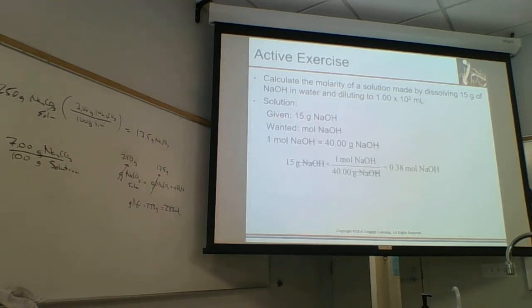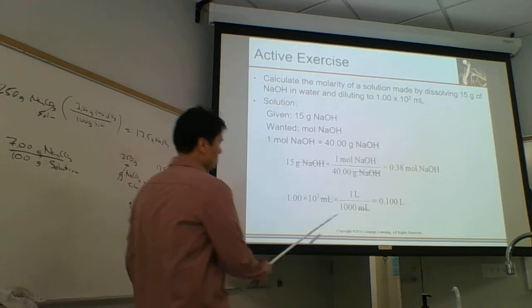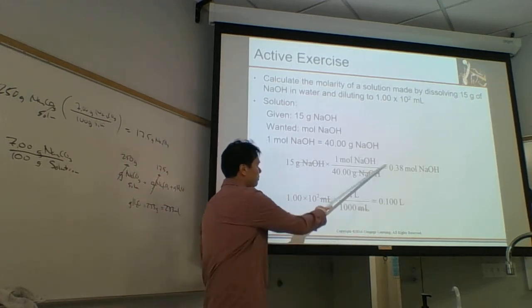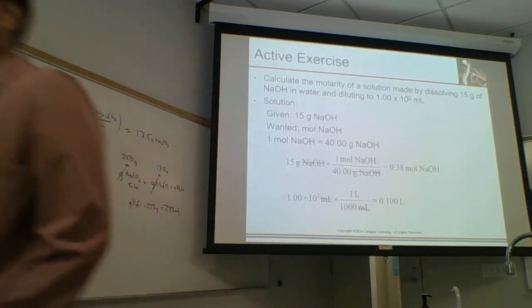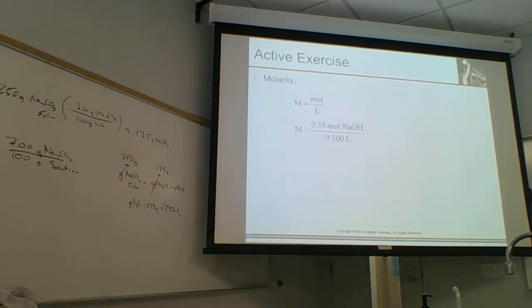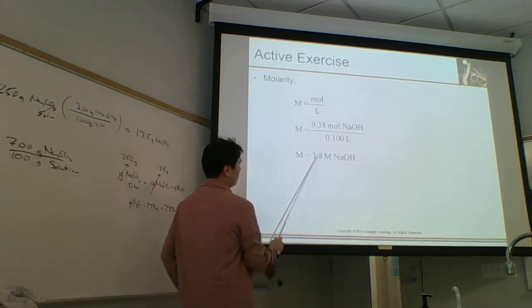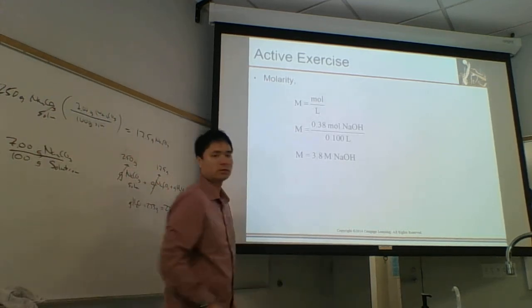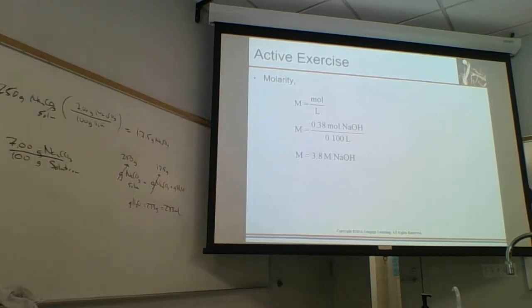So the first step is to figure out how many moles, 0.38 moles of pure sodium hydroxide, and then how many liters of sodium hydroxide solution. We have 100 milliliters of sodium hydroxide solution, which gives us 0.100 liters. Then take the moles divided by the liters, and that gives us the molarity. It would be 3.8 molar sodium hydroxide. In other words, 3.8 moles of pure sodium hydroxide per liter of sodium hydroxide solution.